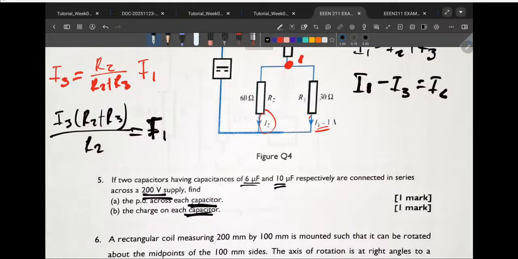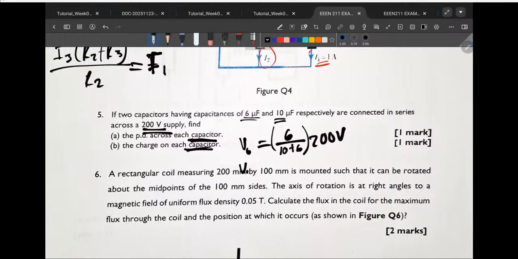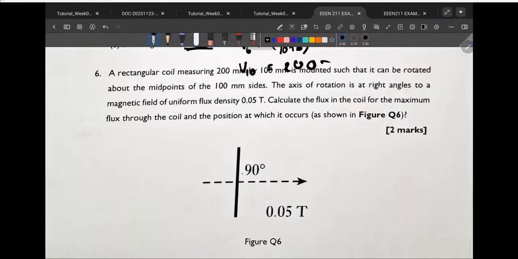So if you want V at 6, this is going to be 6 over 10 plus 6 by 200 volts. Then you can find how much. Then obviously for the 10 one it is just 200 minus this one, and then you'll be fine. The charge on each capacitor, we know that Q is equal to CV, so you'll be just multiplying CV, and then you can get it.